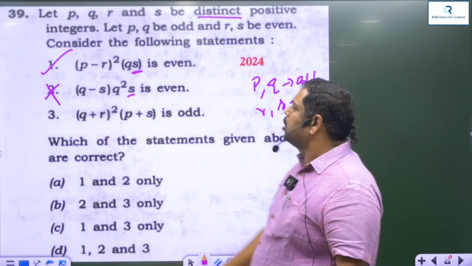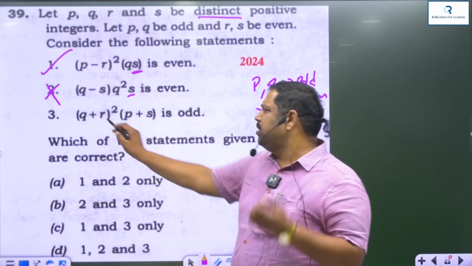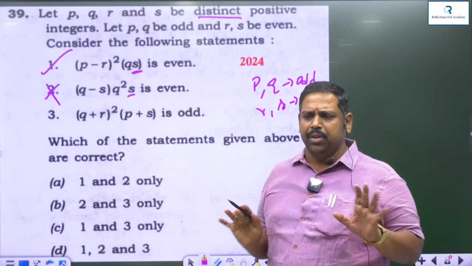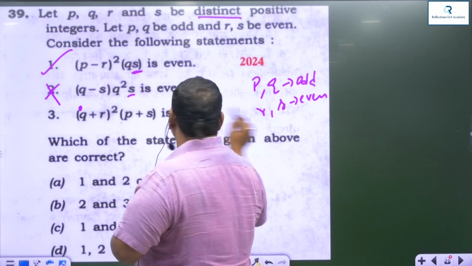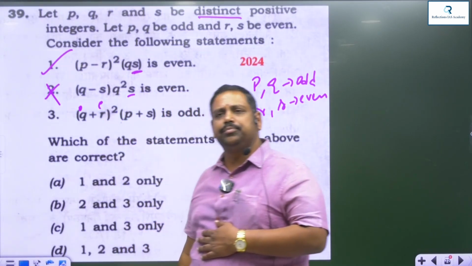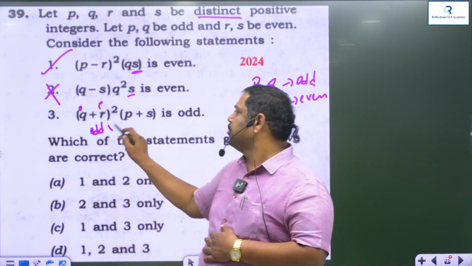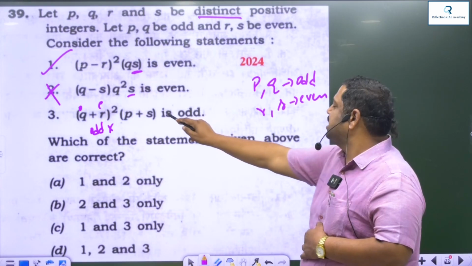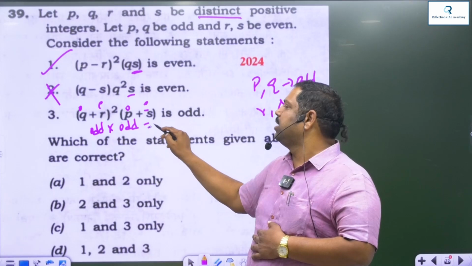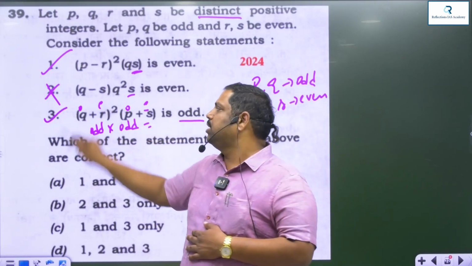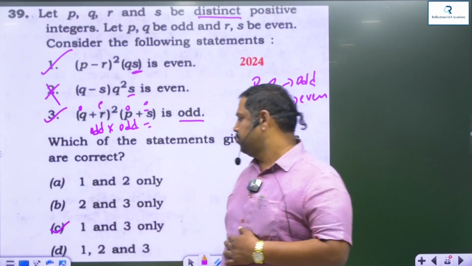Next one. Q plus R whole square into P plus S is odd. You have to check. So definitely both are positive only, right? Q is even or odd? Odd. R is even. Even plus odd means? Odd. Odd square means? Odd. P is odd plus S is even. Odd plus even means you will get another odd number, into odd number, you will get odd number. So third one is definitely valid. 1 and 3. 1 and 3 only.